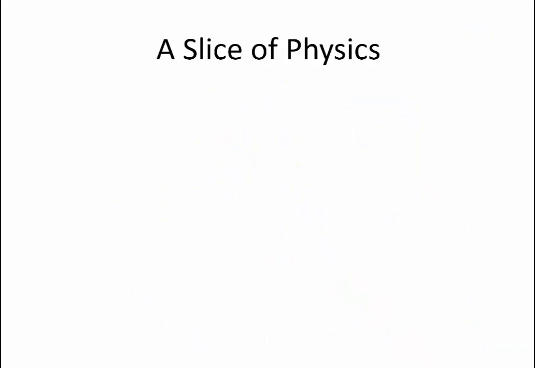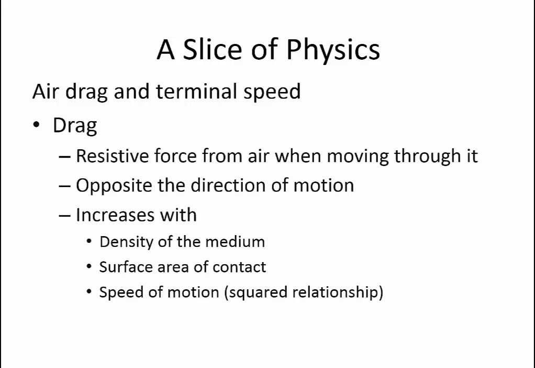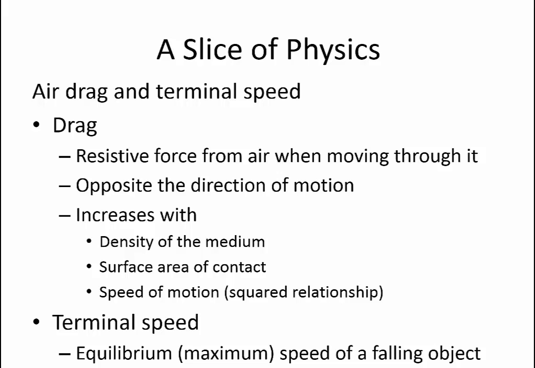So in this slice of physics, we reviewed the concepts of air drag and terminal speed. Drag was the resistive force from air or from another medium when an object moves through it. It's always opposite the direction of motion, and the magnitude depends on the density of the medium, surface area of the contact, and the speed of the motion. And we noted that it's a highly sensitive dependence on the speed because it relates to the square of the speed. And the terminal speed was the equilibrium or maximum speed of a falling object.